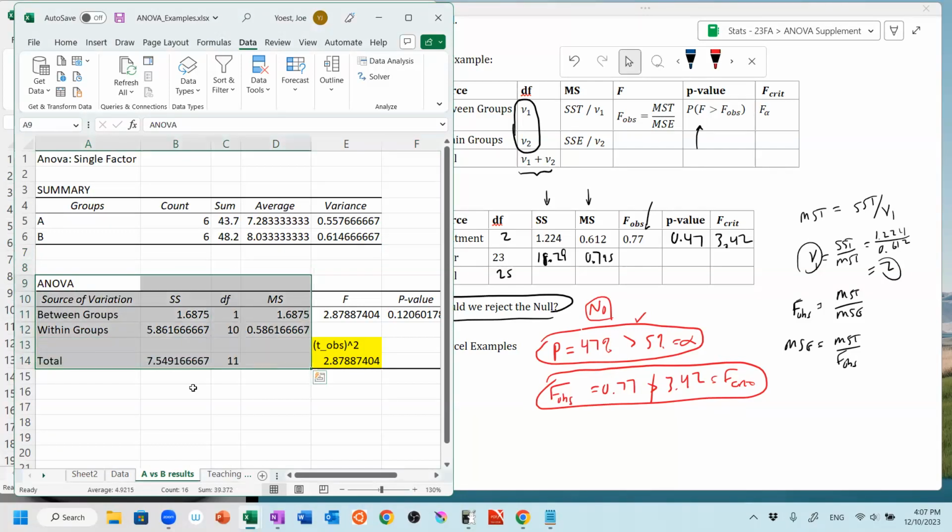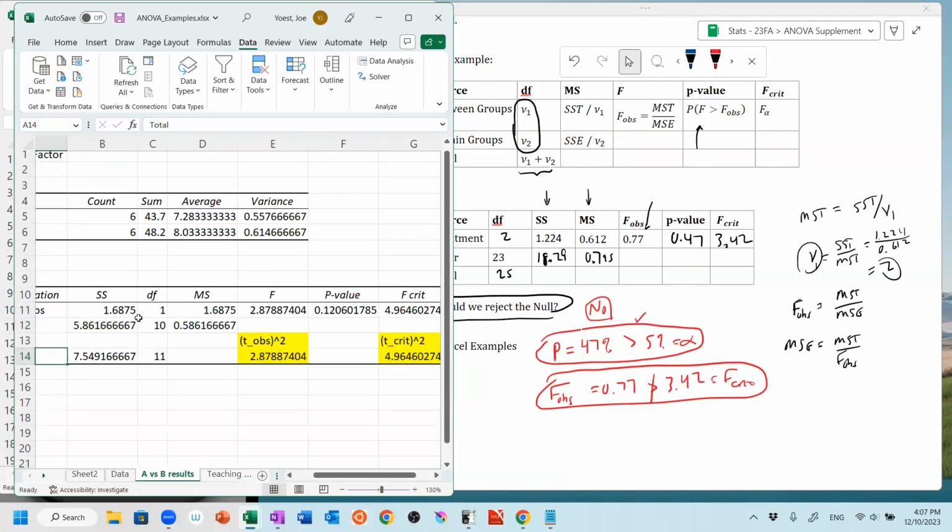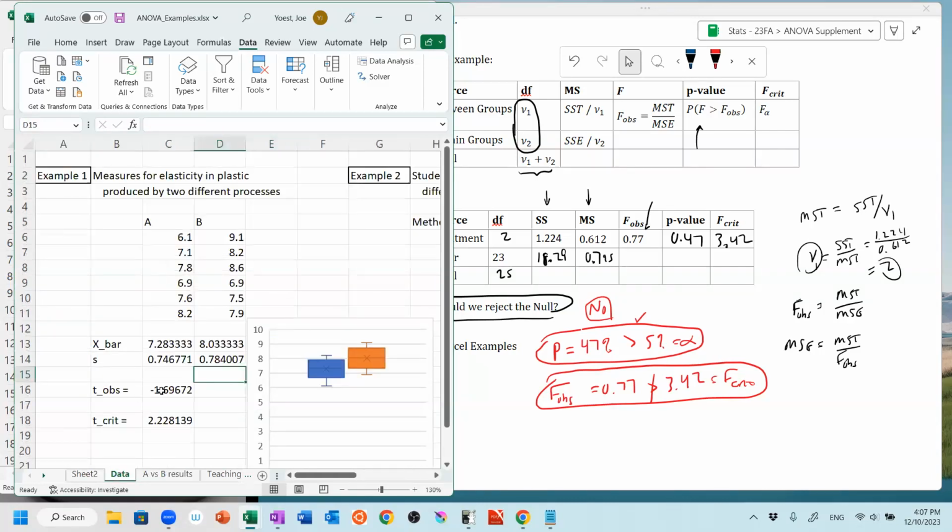And again, we see that we get these ANOVA results: source of variation, between groups versus within groups, and total. The degrees of freedom works just the way we saw it over here. We have the mean squared errors. This is our F observed. Note that this F observed, if we come back here, we had a T observed of negative 1.69.